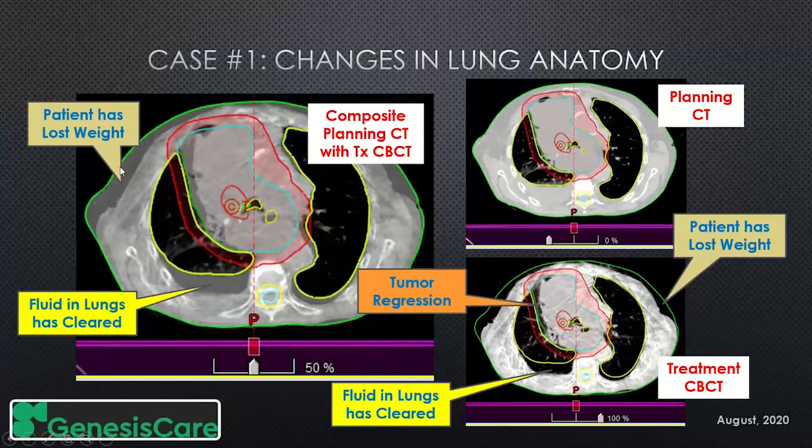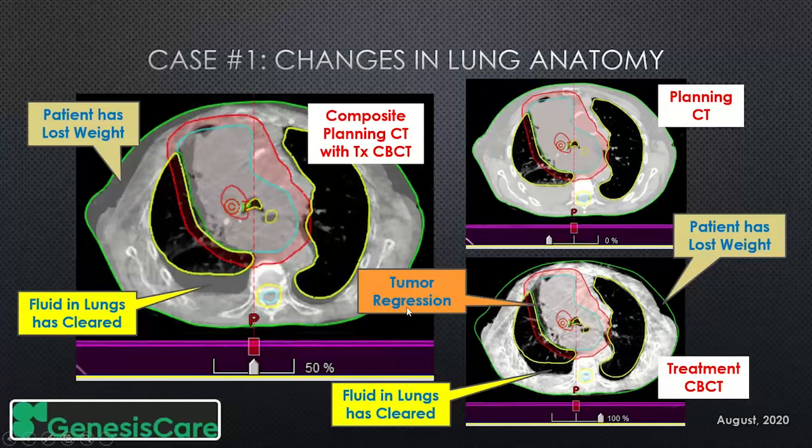And you can clearly see in this region, there's patient weight loss, as well as in the opposite side. It's even more clear on the image on the lower right. You have significant weight loss here and significant weight loss here. You also have a lot of fluid that was in that particular lung. There was even a little bit of fluid in the opposite lung. As you can see on the lower right, that fluid has resolved and is almost non-existent.